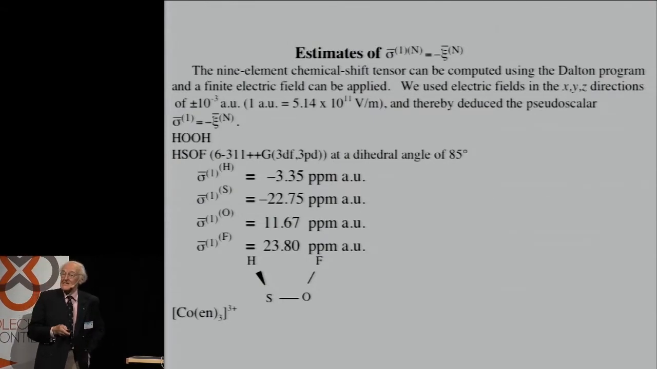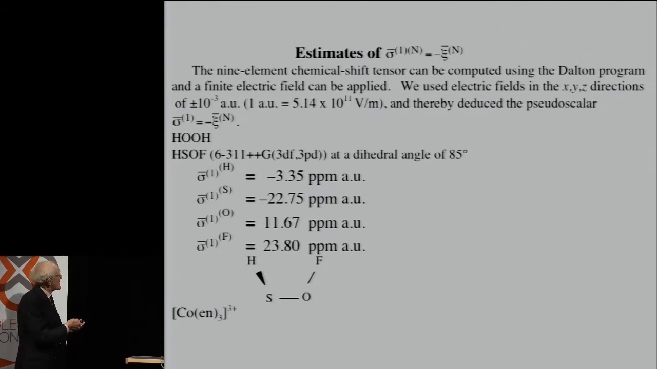Estimates. How big is this chirally sensitive property? Well, for protons, we can do simple calculations, and we find it's of the order of a few parts per million for an atomic unit of field. An atomic unit of field is a very big unit of field. It's the field one Bohr from a proton, 5 × 10¹¹ volts per meter.